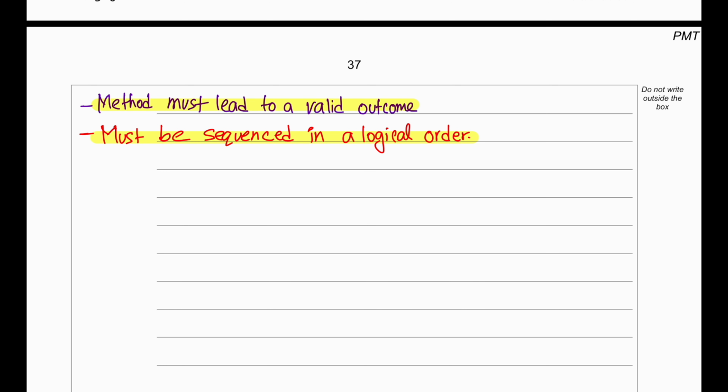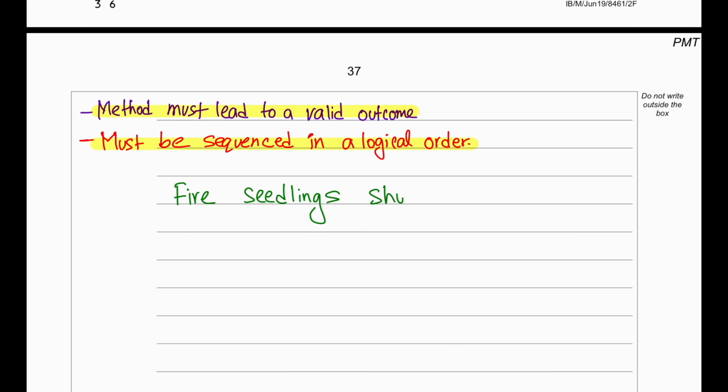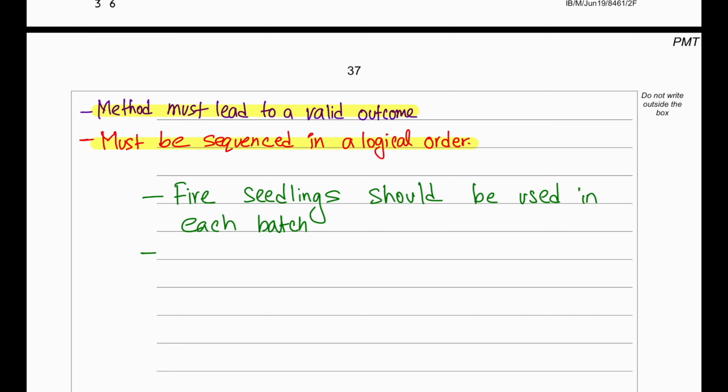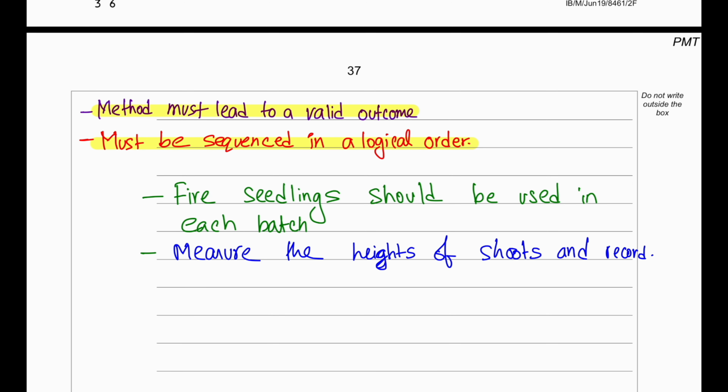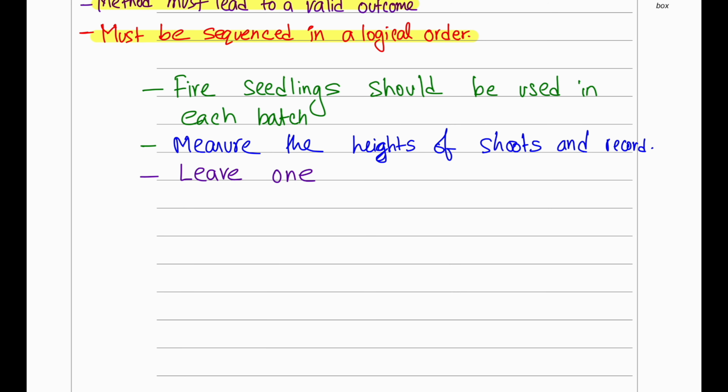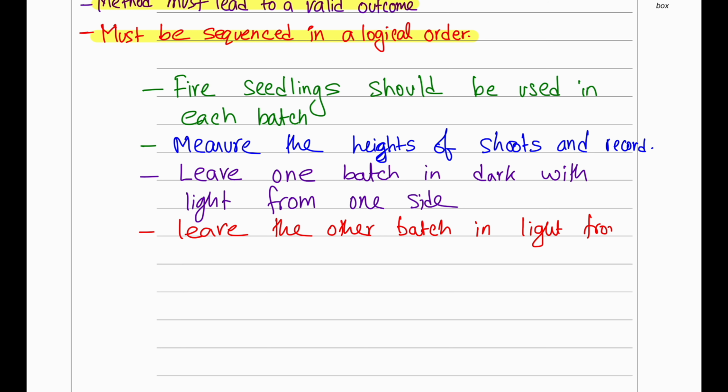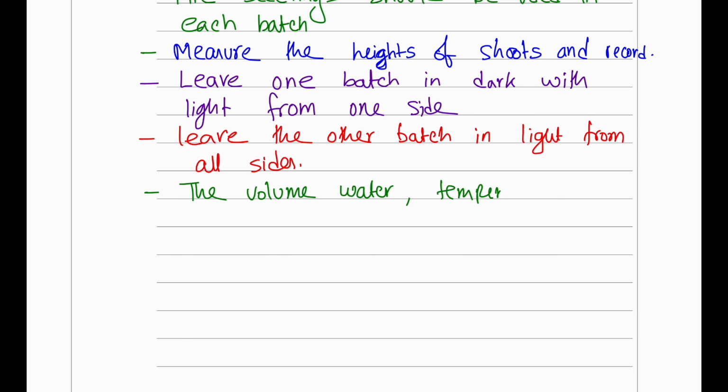So we can choose several seedlings in each batch. Then we can measure the height of the shoots. After that, some of them we can leave in the dark with light from one side, and we can have a control group where light is provided from all directions. Variables such as temperature, soil type, and amount of water given to the plant should be kept constant.